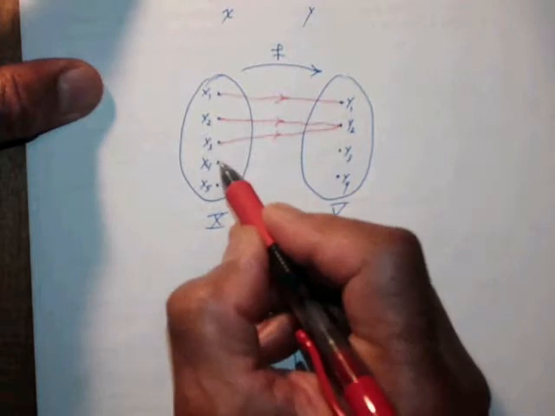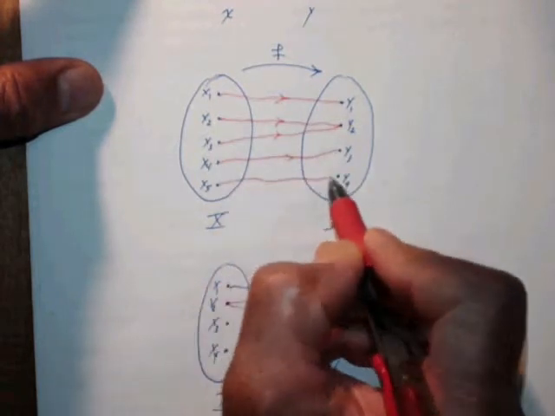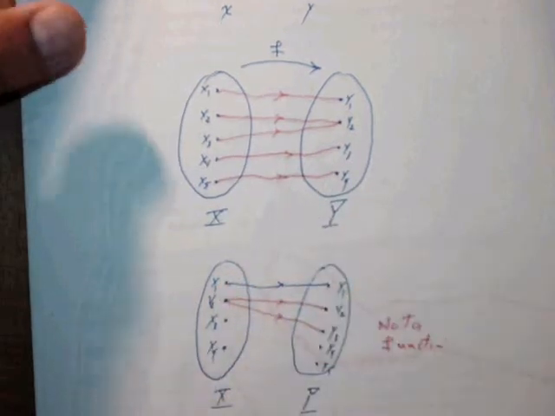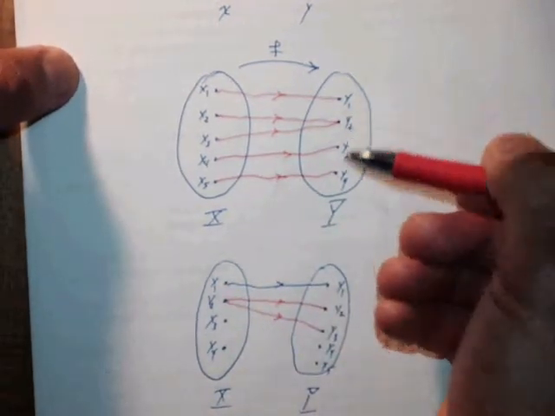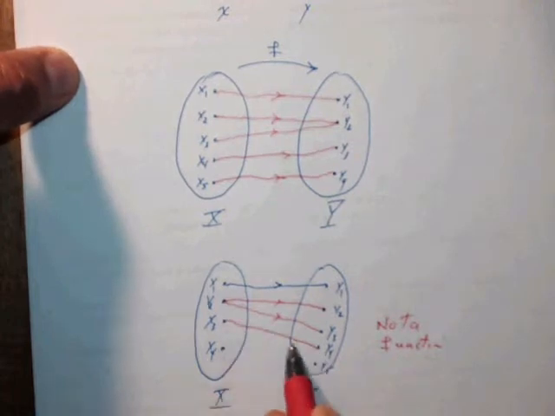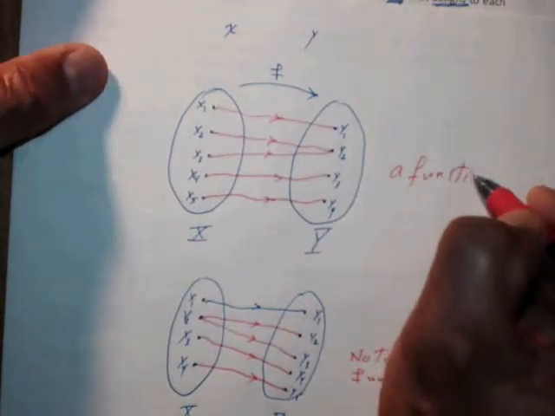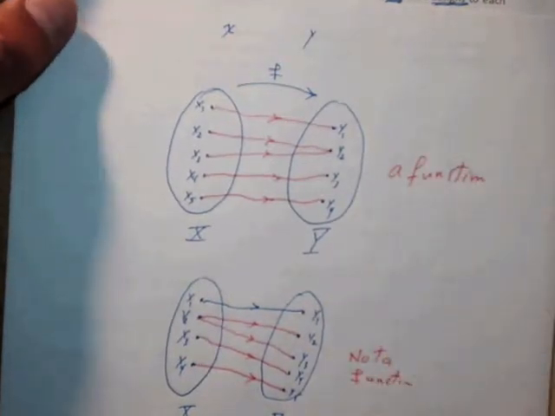Continuing here, let's say I assign y3 to x4 and y4 to x5. Okay, so this is a function, but this is not a function. Even if I continue the rest of this like this, this is a function, this is not a function.